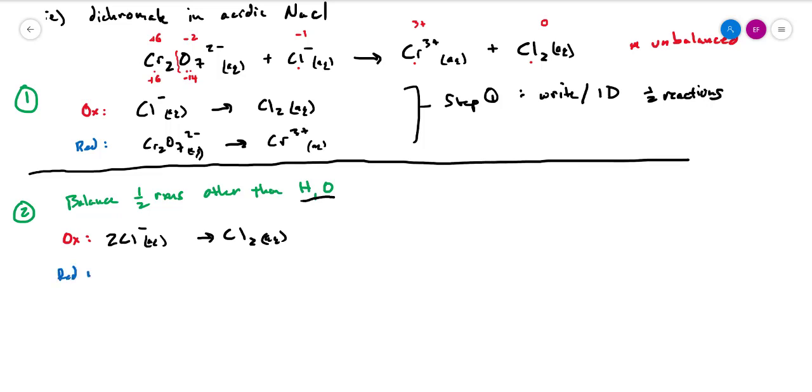And our reduction step, then we just need to balance only the chromiums because we're negating hydrogen and oxygen. We've got 2 chromiums on the left side, only 1 on the right. So this is going to be the chromate ion, 2 minus, proceeds to make 2 chromium 3 plus ions.